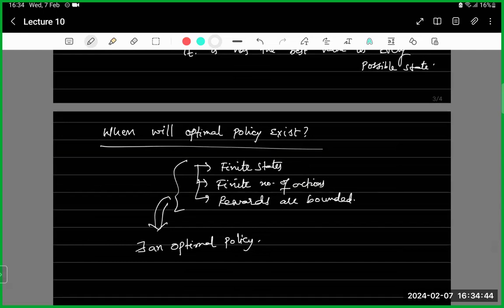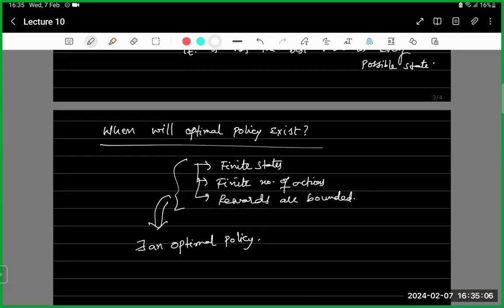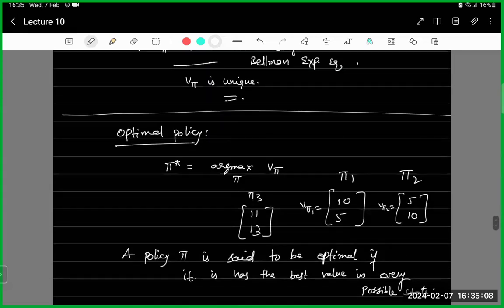In addition to that, these conditions also guarantee not just the existence of an optimal policy, but also that there exists a deterministic optimal policy. In the sense that the optimal policy need not be a stochastic policy. There could be a deterministic policy which is optimal. When you are looking at this argmax over pi, you have to search over all possible policies, right? So the policies could be stochastic also, which says that you play action 1 with probability half, action 2 with probability half.